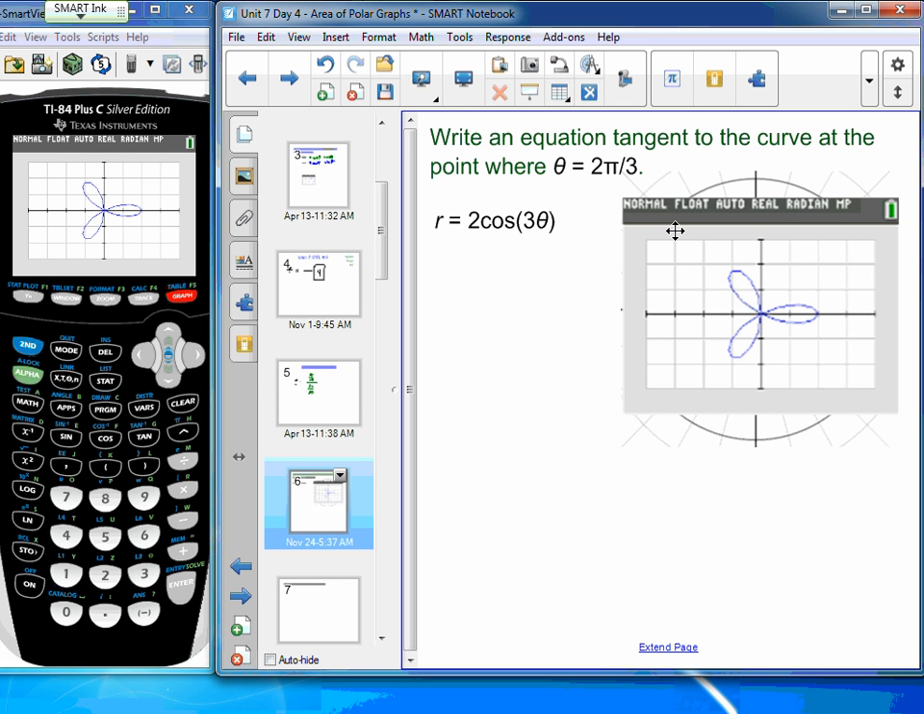So let's see what r equals when theta equals 2 pi over 3. When theta equals 2 pi over 3, I multiply it by the 3 and I get 2 pi. Is that right, for my angle input? And the cosine of 2 pi is 1. Therefore, r equals 2. We can see this in our 2 pi over 3 direction. There's our 2. Cool.